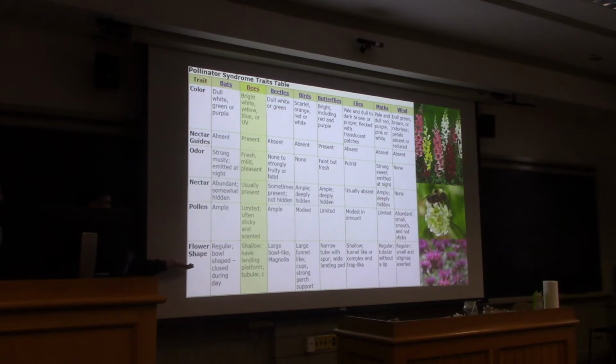Tubular and C, I'm not quite sure what C is, but that's a brief overview of what. Calyx? Who knows? Anyway, this is a nice chart.